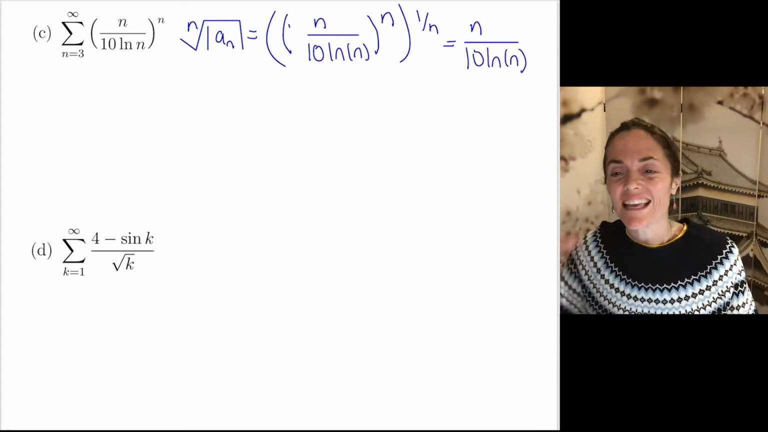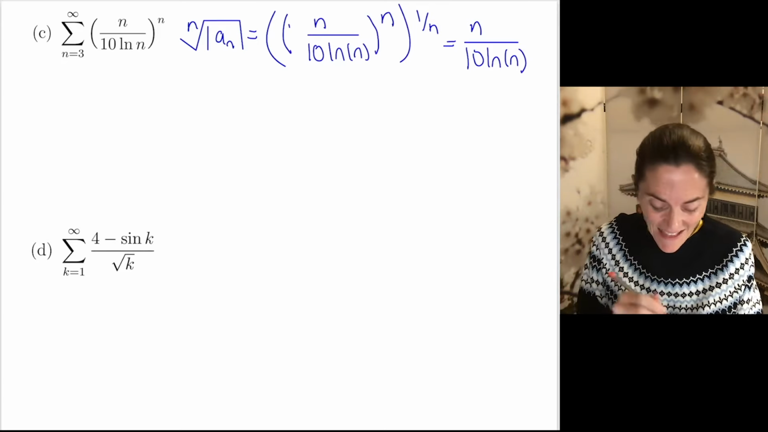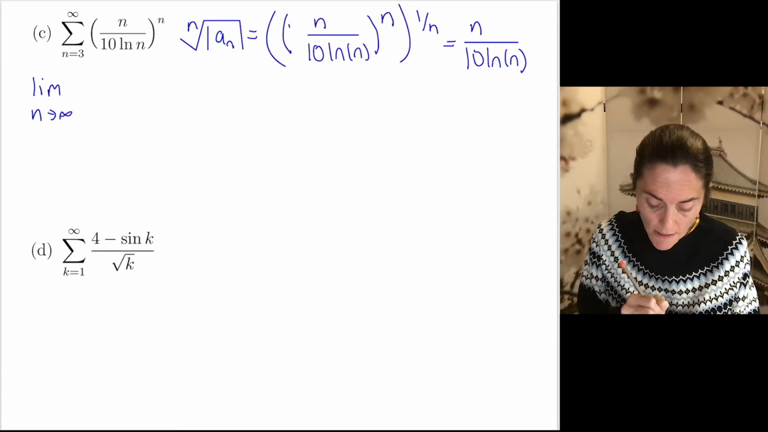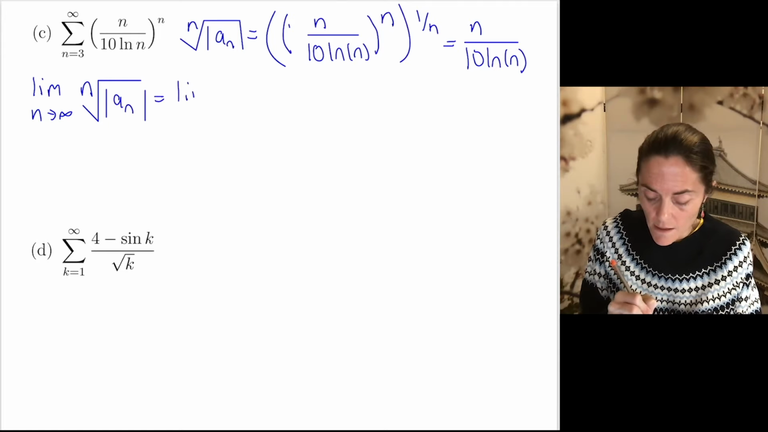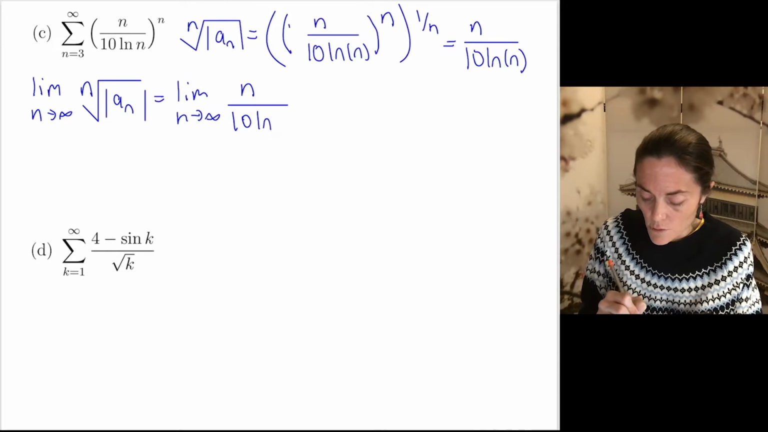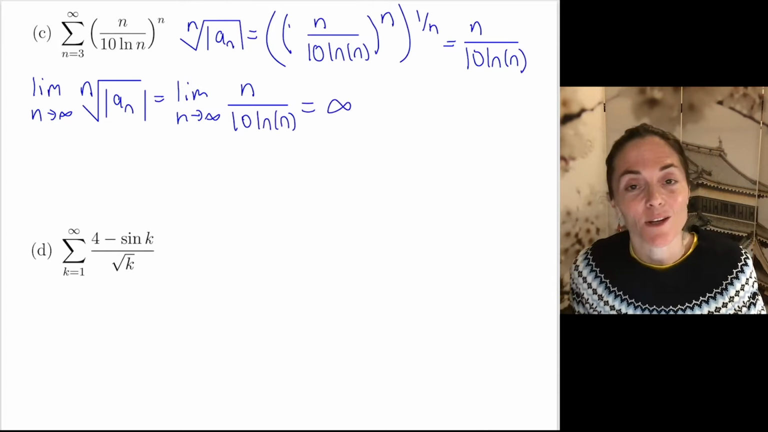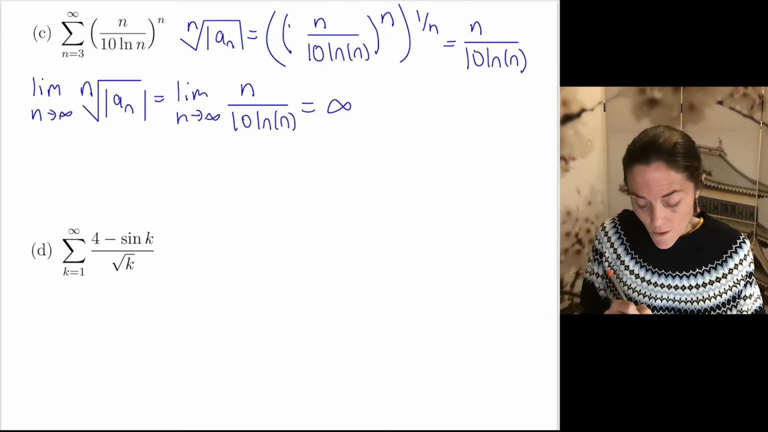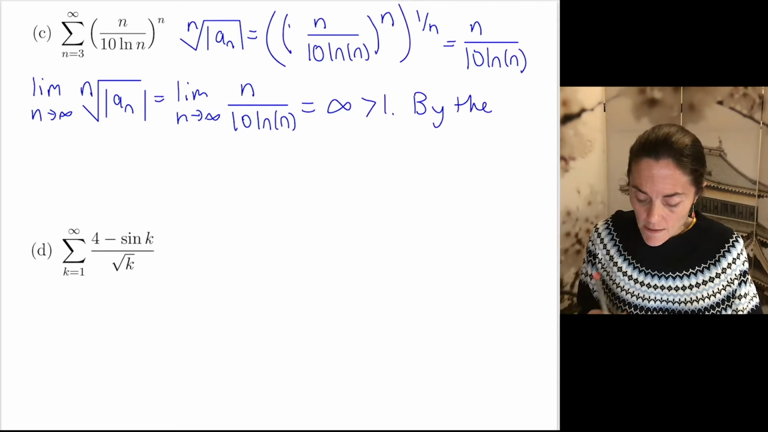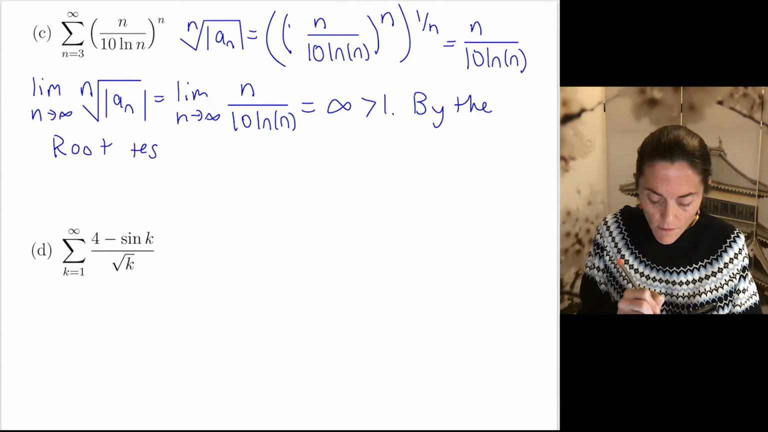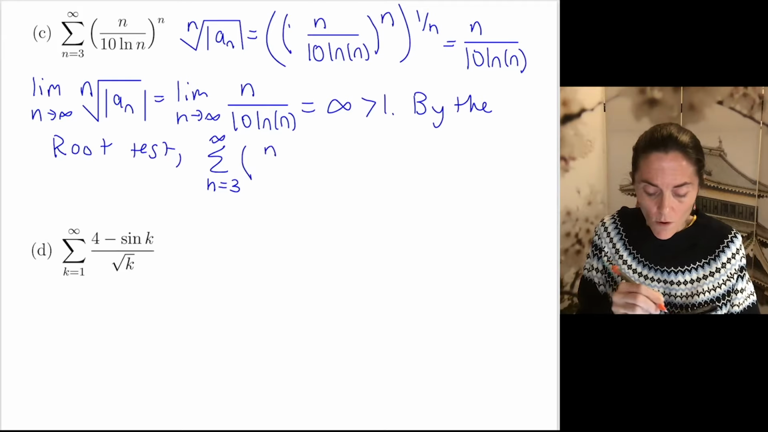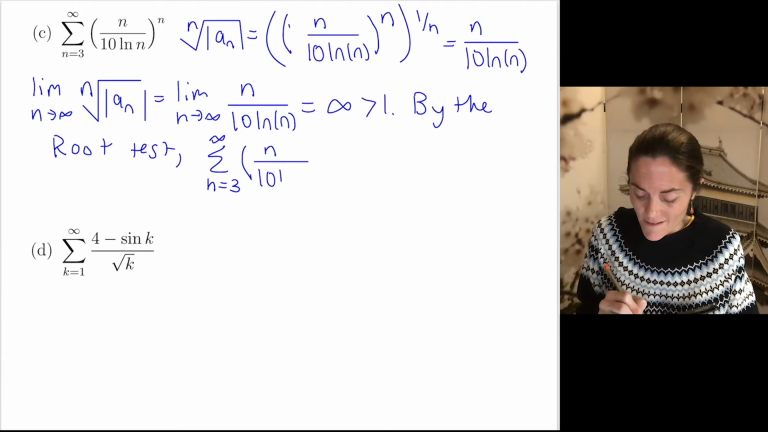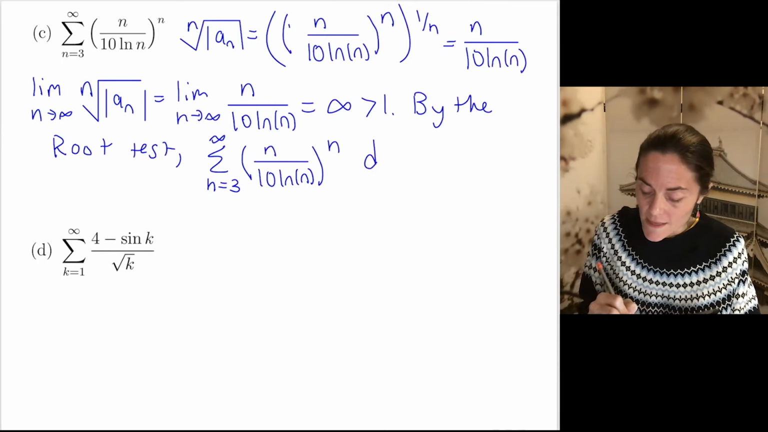Well, this is wonderful. I can take a limit of n over 10 natural log of n, and this is precisely why I use the root test here. So I take the limit as n goes to infinity of the nth root of the absolute value of a_n. This is the limit as n goes to infinity of n divided by 10 natural log of n. This is infinity. n grows faster than natural log. And so this is bigger than 1. And so we quote the test: by the root test, we state the conclusion. The sum from n equals 3 to infinity of n over 10 natural log of n, raised to the nth power, diverges.